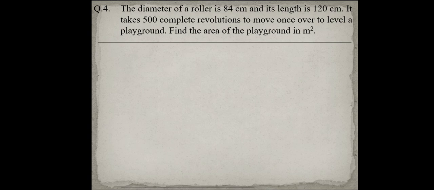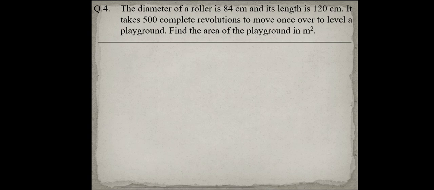Now see the roller, as you see in cricket matches or in football matches, there is a roller moving around the ground and also over the pitch to level that pitch, to level that ground. So here we need to find out the area of the playground. We will find out the area of the playground by the area covered by this roller, and for this we need to find the curved surface area of the roller.